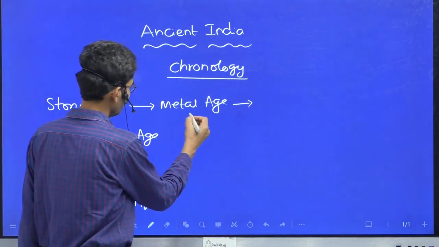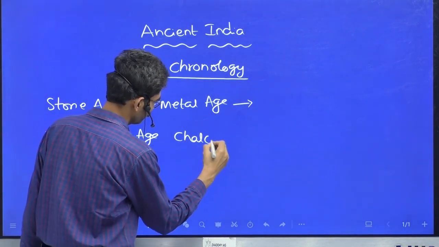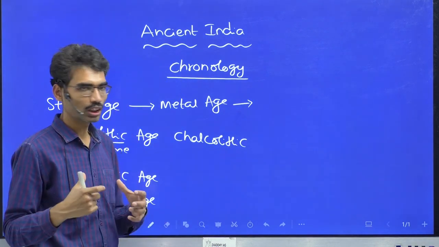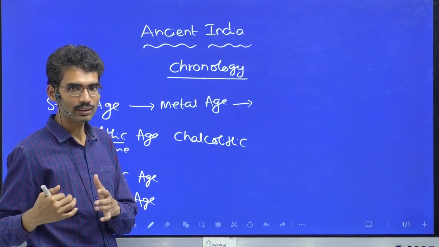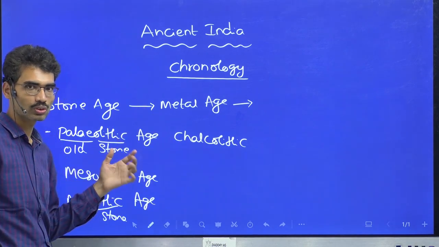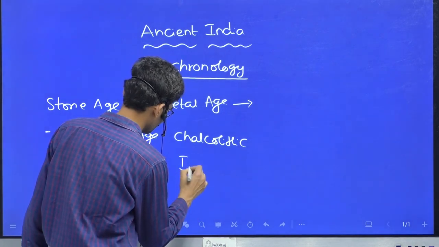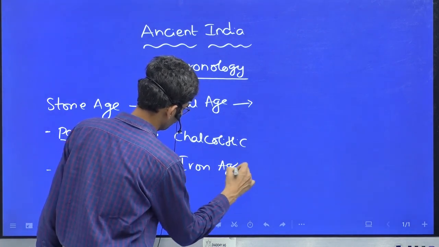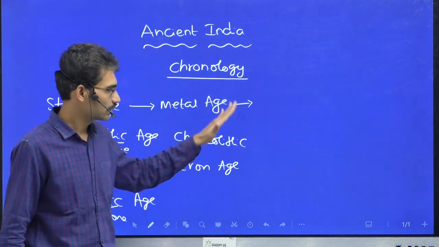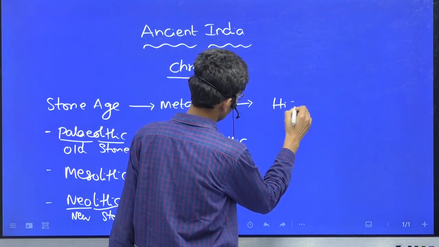This way. If we take metal, Chalcolithic age. The term chalco comes from copper. Lithic means stone. So it is a combination of both copper as well as stone tools utilized by the people for their livelihood. Then Iron Age. This is what we have with respect to metal. Then historic period.